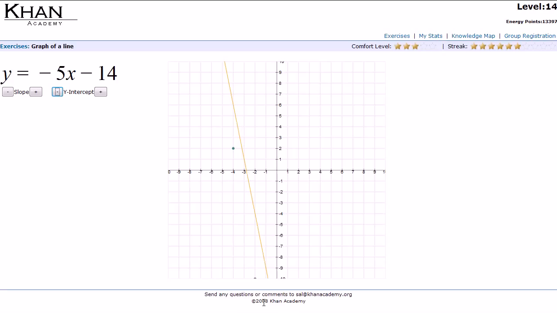And I just realized this says copyright 2008 Khan Academy. It's now 2009. It's almost near the end of 2009. I need to change that. Maybe I'll just write 2010 there.